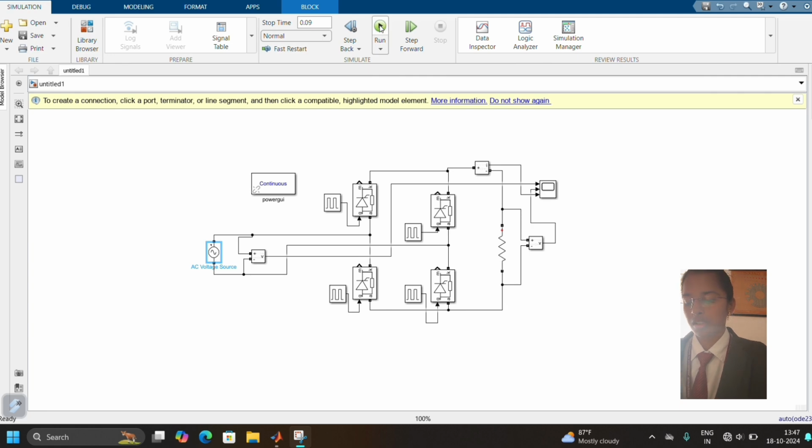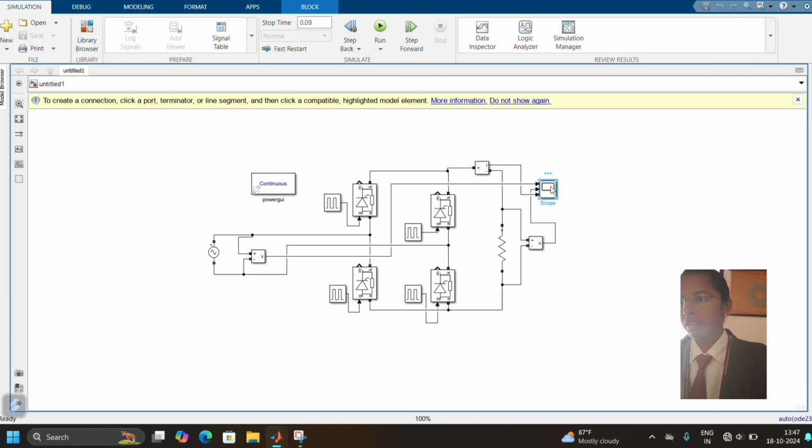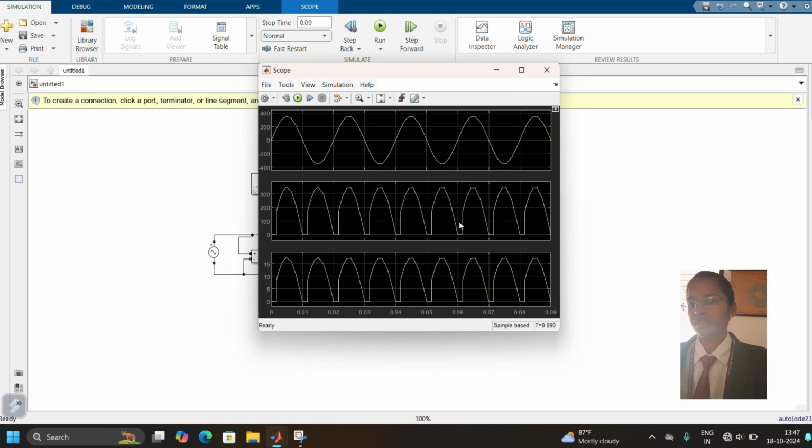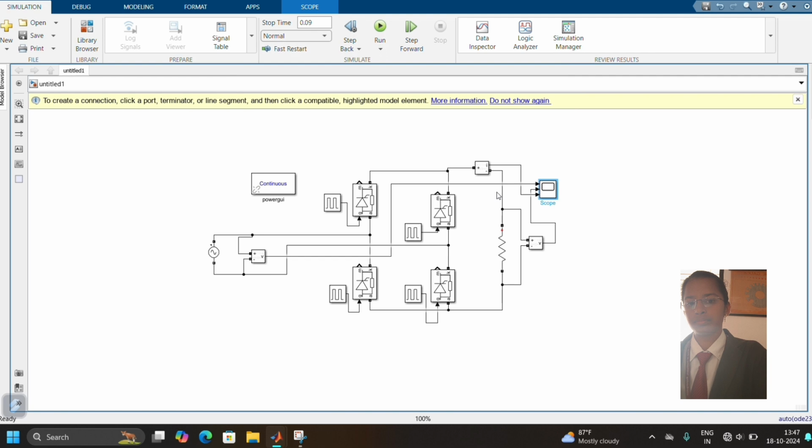Sorry, we need to enter the continuous power supply. We simply search power, then here is the continuous power supply. Then we can run this simulation. Here the output is taken. This is the output waveform. The first waveform is the AC input voltage. Then the DC output voltage and the DC output current. This is the simulation of the single phase AC to DC converter.